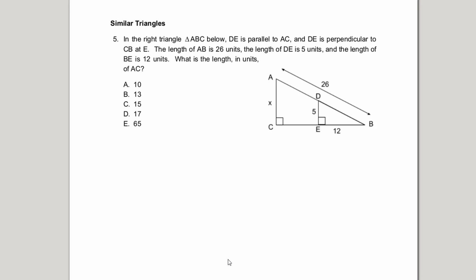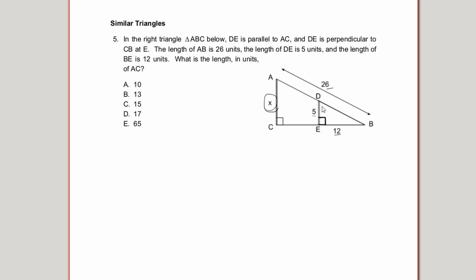It says, in the right triangle ABC below, DE, we're talking about right here, is parallel to AC, we have that length right here, and DE is perpendicular to CB at E. And perpendicular relationship here is going to give us this 90-degree angle. The length of AB is 26. They have labeled that. And the length of DE is 5. They have that here. And the length of BE is 12. What is the length in units of AC? So we're looking for our unknown X.